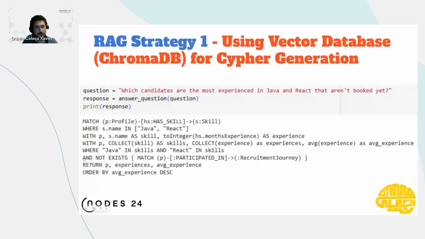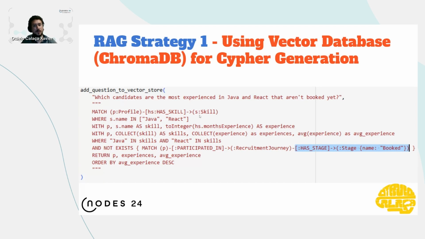In this line, I'm not sure if my mouse can be seen. I think so, yes. So in this line, starting with and, it is and not exists, and then a matching here. So it's actually getting all the candidates that didn't participate in a recruitment journey. It is not about the booking. So book is a stage of the recruitment journey. In this case, even being a correct Cypher query that will return something, it will return not exactly what I asked. So what can I do?